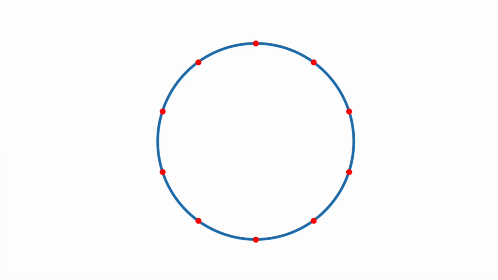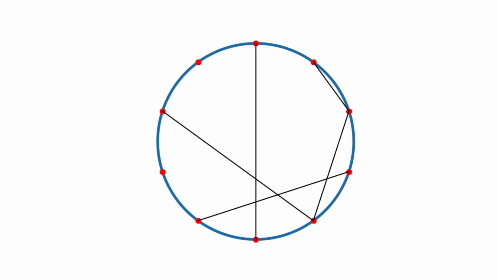position. So point 1 goes to point 2, point 2 goes to point 4, point 3 goes to point 6, point 4 goes to point 8, and for point 5, 5 times 2 is 10, so we end up back at the top point. Point 6 goes to the 12th position, which is point 2, and so on.